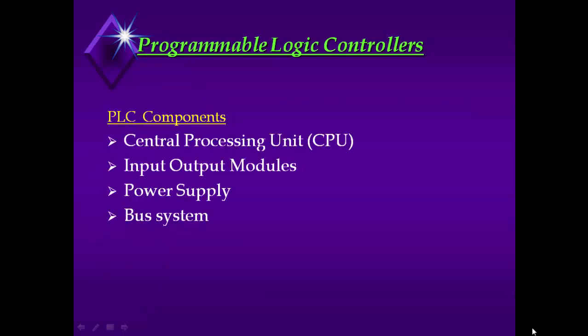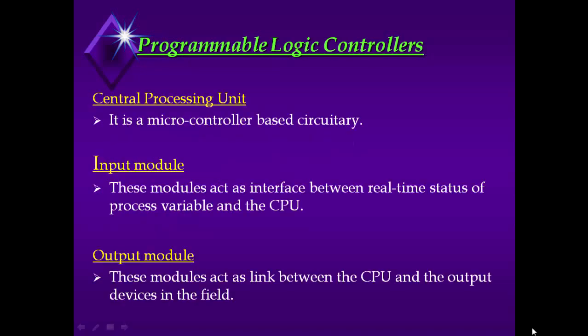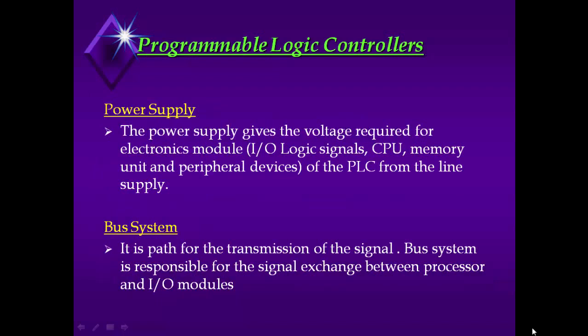PLC components: central processing unit, CPU, input output modules, power supply, bus system. Central processing unit: it is microcontroller based. Input modules act as an interface between the real-time process variables and the CPU. Output modules act as a link between the CPU and the output devices in the field. Power supply: the power supply gives the voltage required for the electronic modules and the input output logic signals.